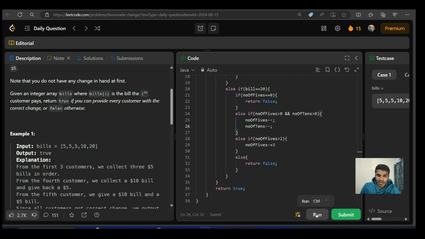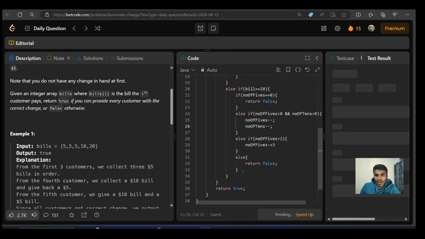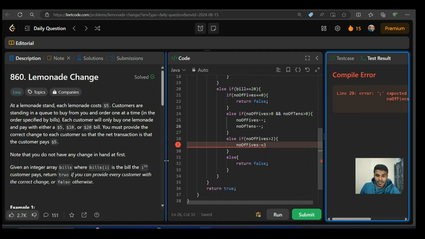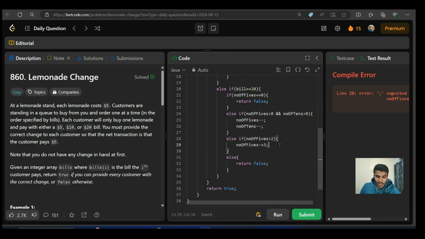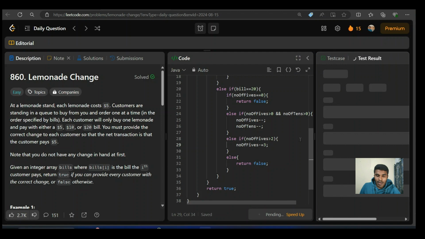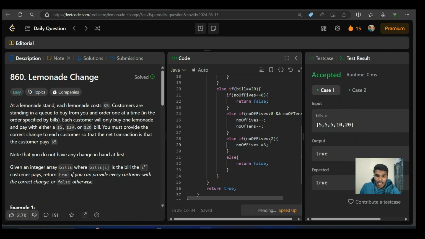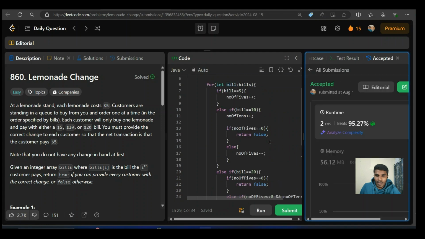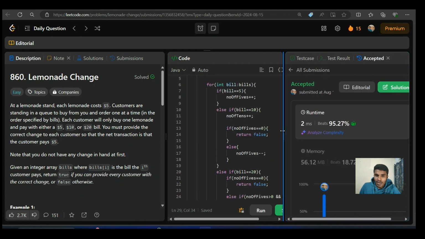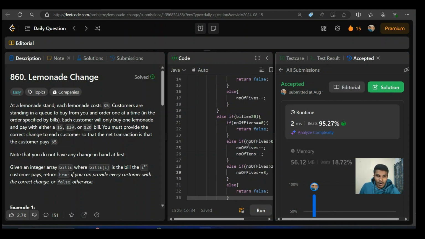Let me run the program, guys. Expected semicolon. Okay, the code is accepted. The runtime is 0 ms. I will just submit this code and let's check. Yes, the question is accepted successfully. So this is how we solve this problem.